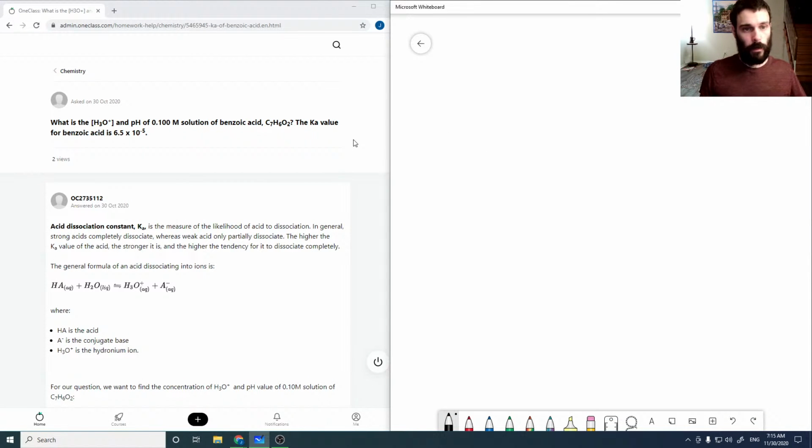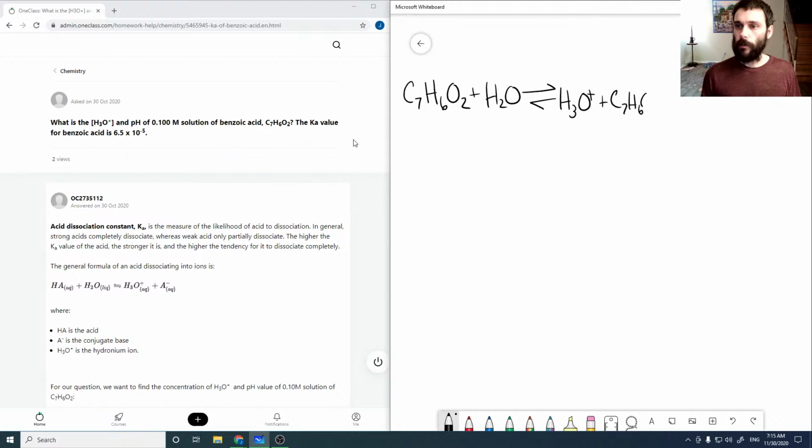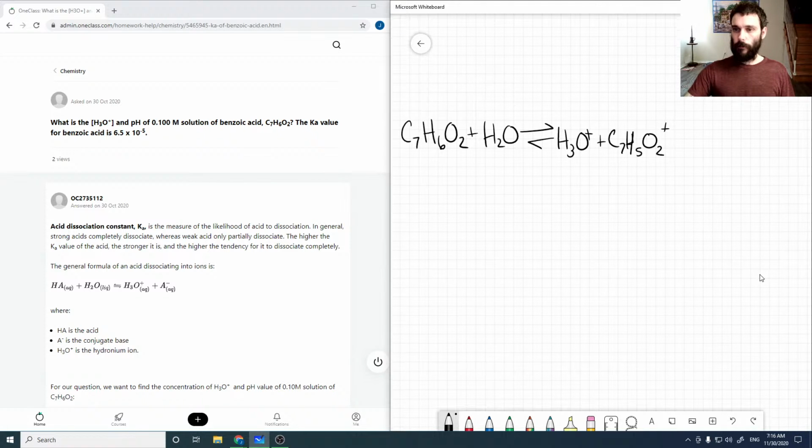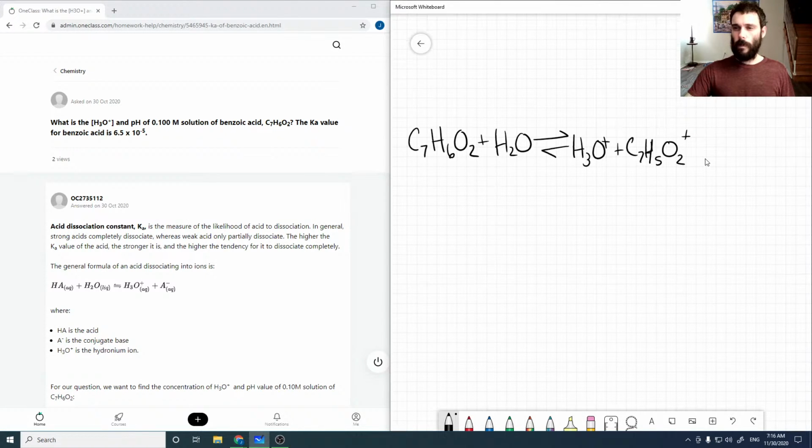What is the H3O plus concentration and pH of a 0.1 molar benzoic acid solution? So our chemical reaction is going to be an acid base, so it's going to be add water, and we're going to go to H3O plus plus C7H5O2 minus. We're going to donate a hydrogen. I'm just going to migrate this down a little bit, or a lot. There you go.